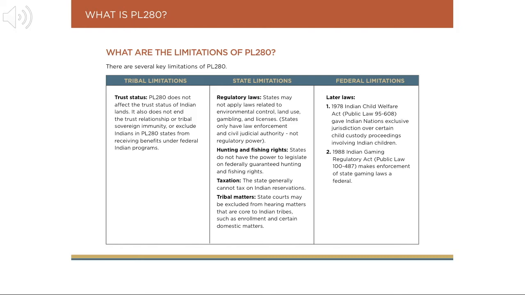States also have limitations with regards to hunting and fishing rights. They do not have the power to legislate on federally guaranteed hunting and fishing rights. The state generally cannot tax on Indian reservations, and sometimes state courts may be excluded from hearing matters that are core to Indian tribes, such as enrollment and certain domestic matters. There are also 2 key federal limitations that came in the form of later laws. In 1978, the Indian Child Welfare Act gave Indian nations exclusive jurisdiction over certain child custody proceedings involving Indian children. And in 1988, the Indian Gaming Regulatory Act made enforcement of state gaming laws a federal rather than a state responsibility.